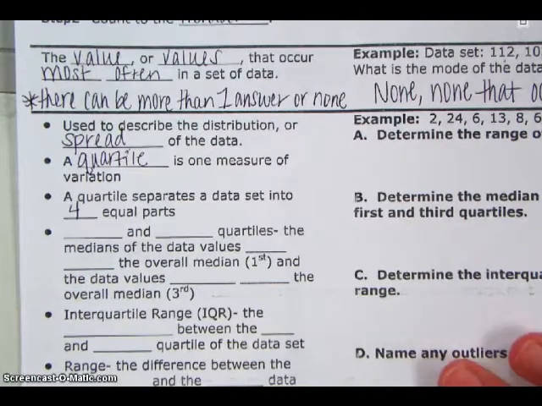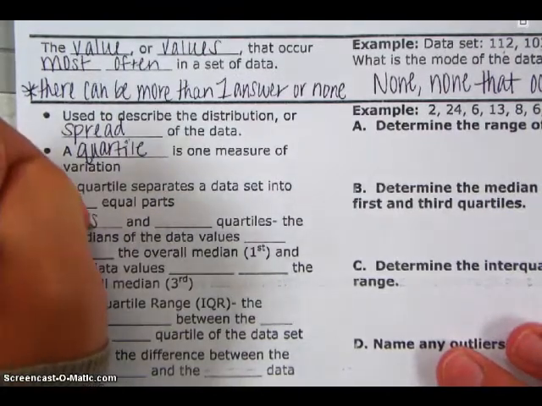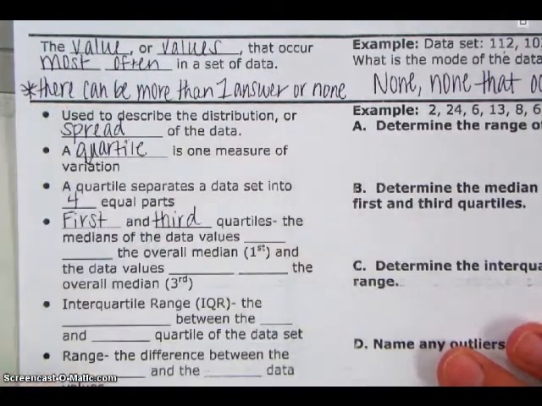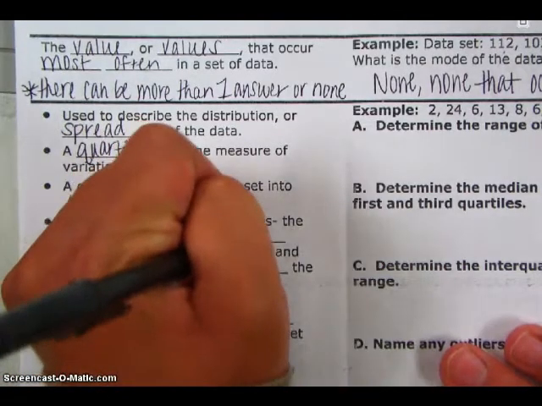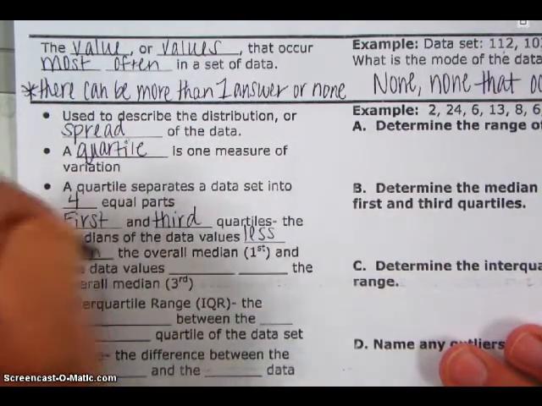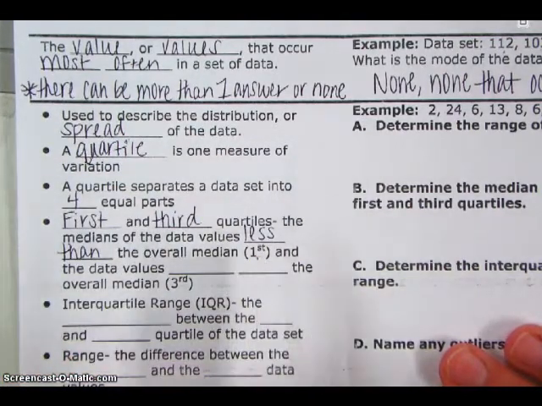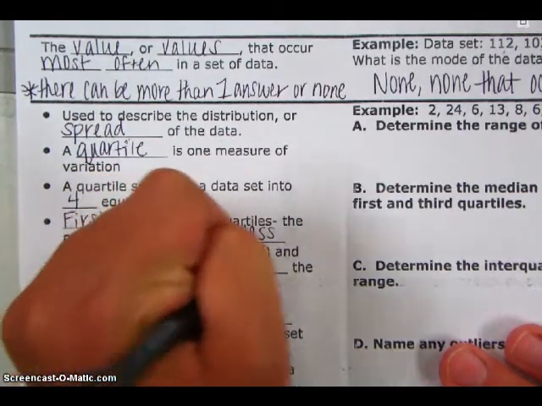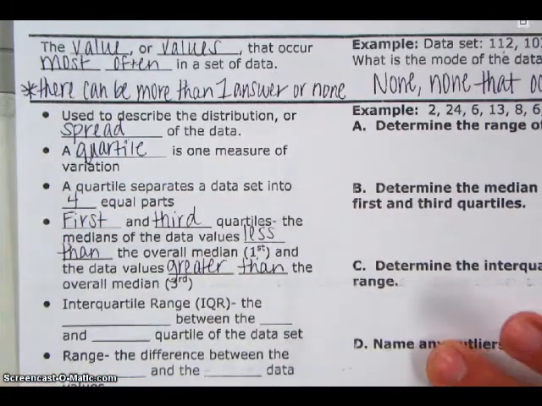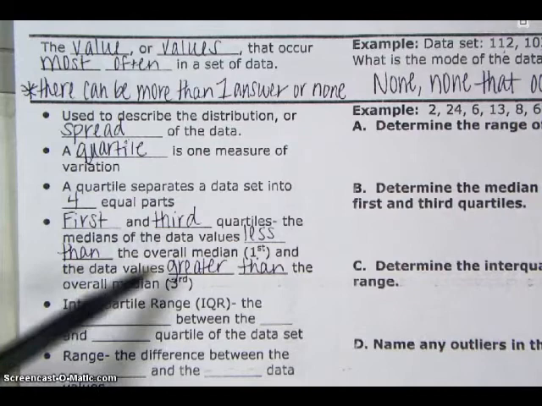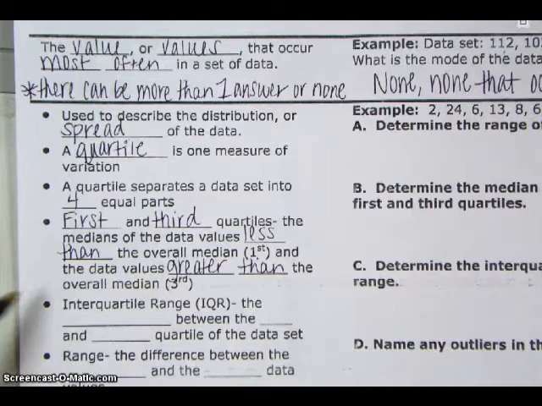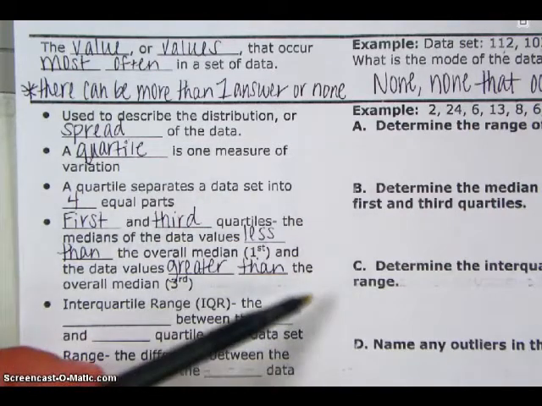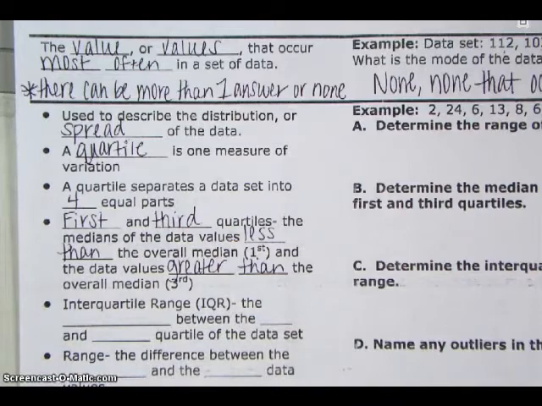Now, the first and third quartiles that we'll be looking at are medians. The median of the data values less than the overall median is called our first quartile, and the median of the data values greater than the overall median is the third quartile. So just think about it: our median is the middle of our data, the middle of the lesser part is the first quartile, and the middle of the greater part is the third quartile.